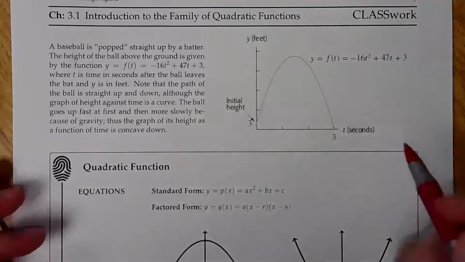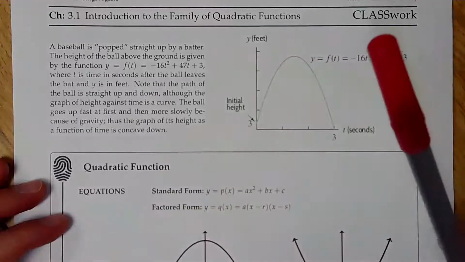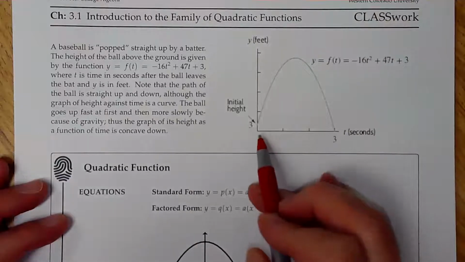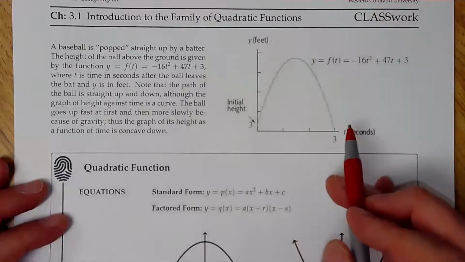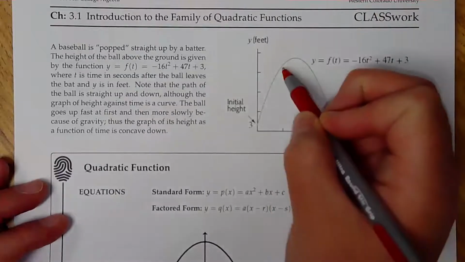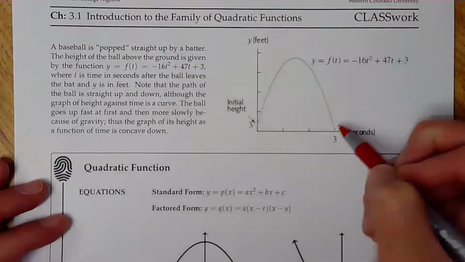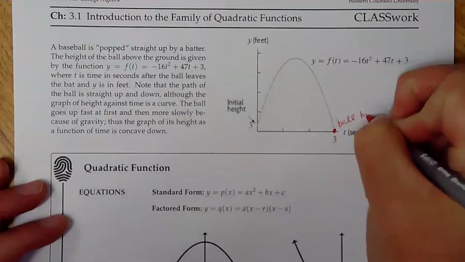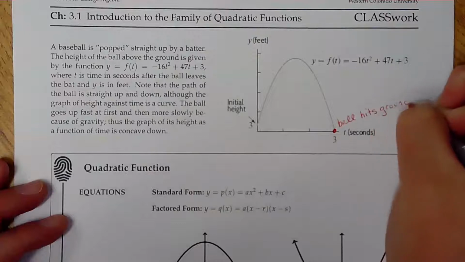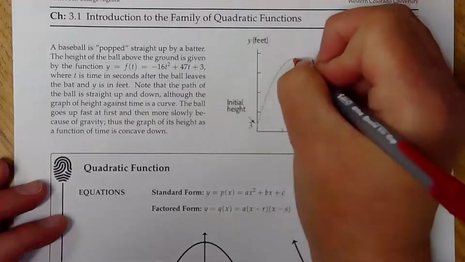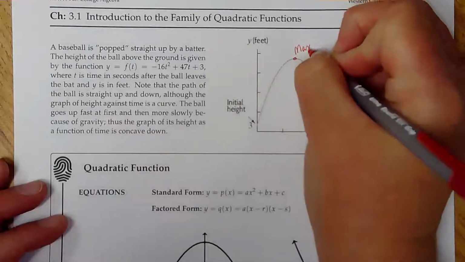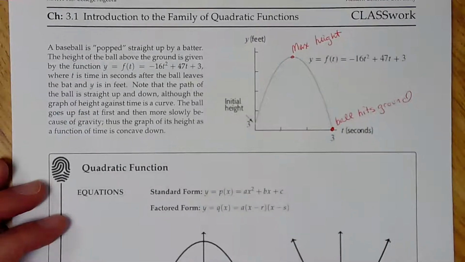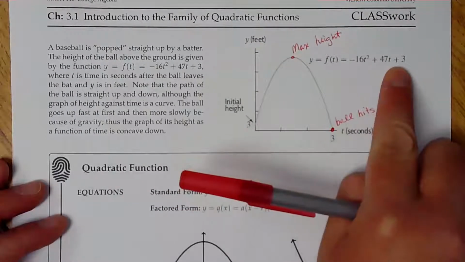And one thing to note here is that while the ball is in fact going straight up and straight down, the graph doesn't appear that way because we are measuring the height over time. So at 1 second, here's where the ball is, 2 seconds, and then 3 seconds. So at 3 seconds, the ball is hitting the ground again. Okay. And somewhere here between 1 and 2 seconds, this is the max height that the ball will reach. Okay. So this gives us what's called a parabola, and this is a quadratic function.